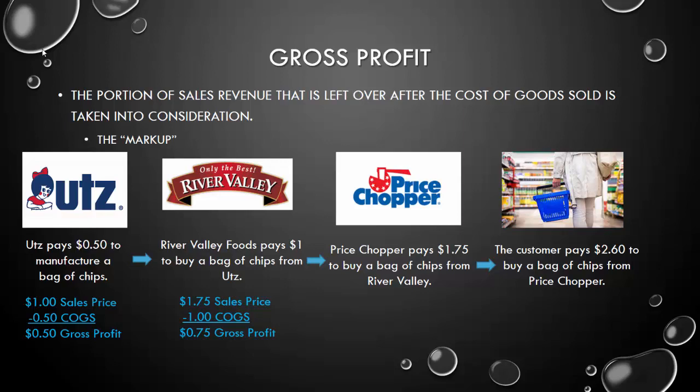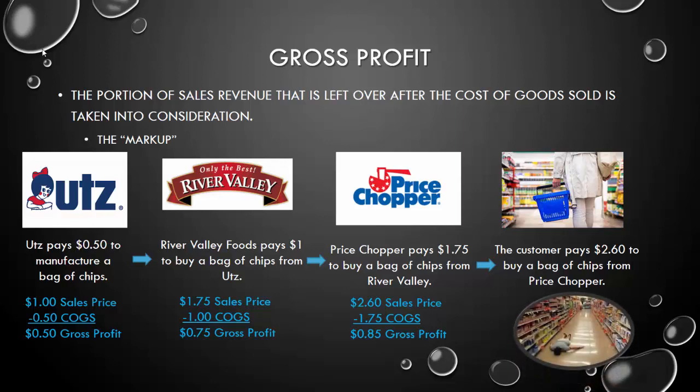Price Chopper paid $1.75 for the bag of chips, and then they turn around and sell it to the customer for $2.60. How did they make out? $2.60 sale price minus the $1.75 in COGS means they're turning a profit of 85 cents per bag of chips that they sell to the public. And what about the customer? Well, soon they realize that the bag of chips that you're paying $2.60 for in the grocery store only cost 50 cents to make originally, and it makes you want to faint when you see your grocery bill.